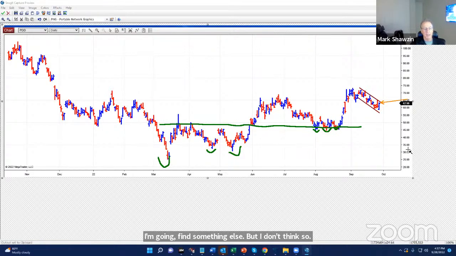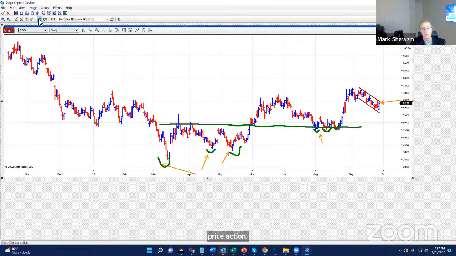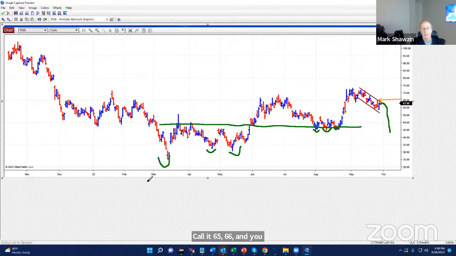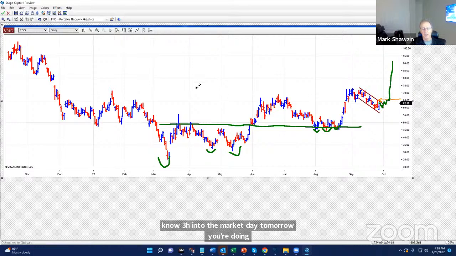So this kind of has everything that I look for. Patterns, price action, you have a flag, and now you have the key reversal. And then, the coup de grace, you just put a buy stop above here and let the market confirm. So basically, put a buy stop somewhere outside the high here. If you want to be really conservative, you could put it outside this previous high around, call it 65, 66. And if the market fails, the beauty is, you just got this resting order, and if it fails, you're not put in. And if 3 hours into the market day tomorrow you're at work doing something else, you don't have to worry. You just be put into an effortless trade.